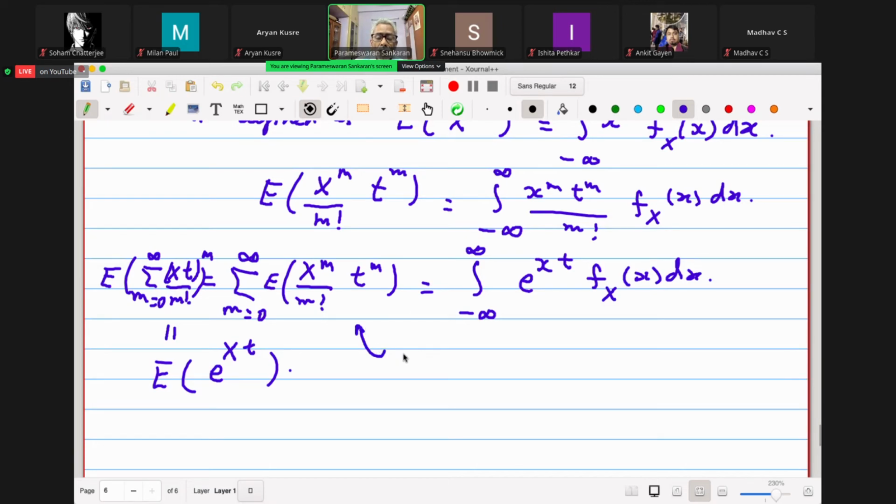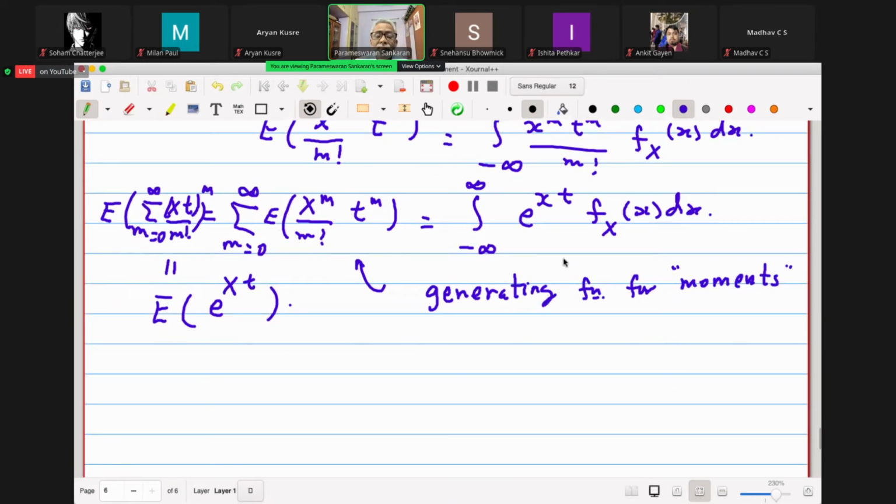There is a chapter or section devoted to generating functions. In fact, a whole chapter devoted to generating functions. I want only a small part of it. So this is a generating function for moments. You can have generating functions for many other things. Okay. Now, see, the problem is, I just now defined phi of.